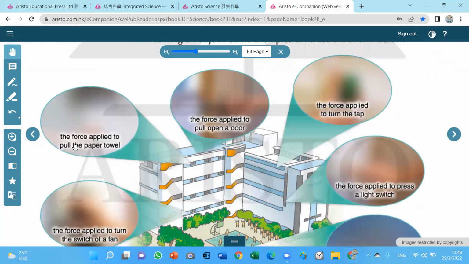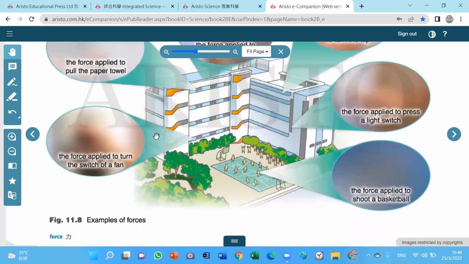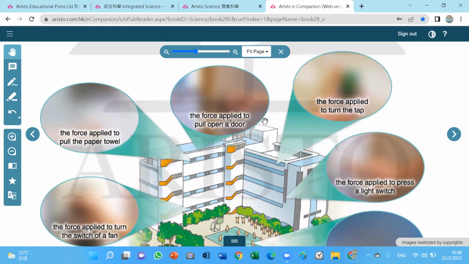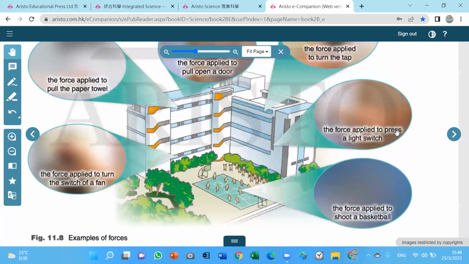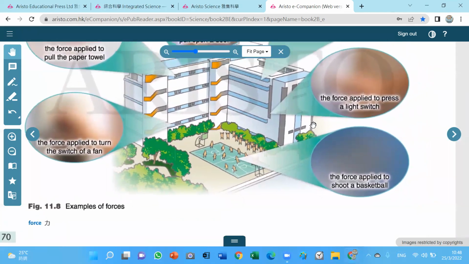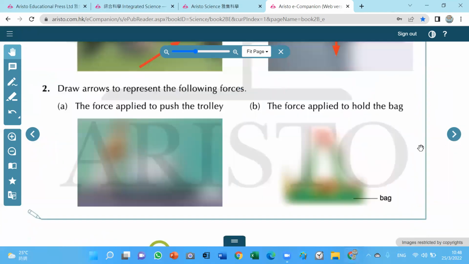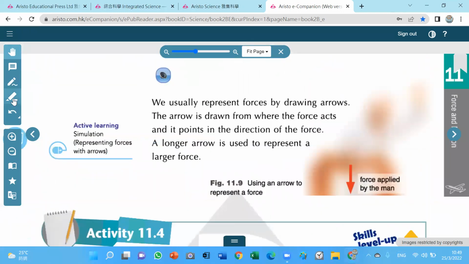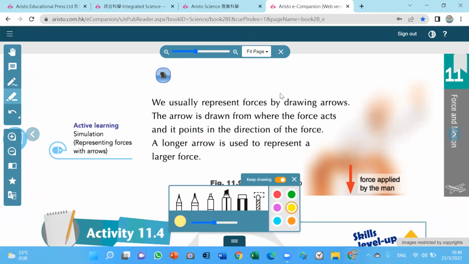So some basic ideas: the force applied to pull a paper towel, the force applied to turn the switch of a fan, the force applied to pull open the door, the force applied to turn the tap, the force applied to press a light switch, the force applied to shoot a basketball. So you can refer to the pictures on page 170. Okay, so we usually represent force by drawing arrows. So do you know what the meaning of drawing arrows is?